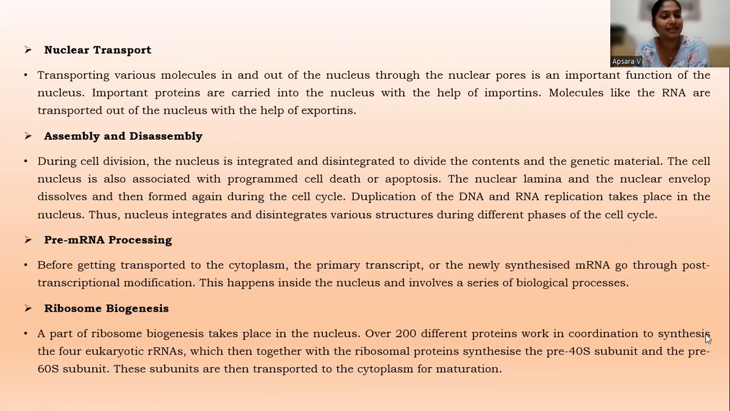Next function is assembly and disassembly. During cell division, the nucleus is integrated and disintegrated to divide the contents and the genetic material. The cell nucleus is also associated with programmed cell death or apoptosis. The nuclear lamina and the nuclear envelope dissolve and are then formed again during the cell cycle. Duplication of the DNA and RNA replication takes place in the nucleus. Thus, the nucleus integrates and disintegrates various structures during the different phases of the cell cycle.